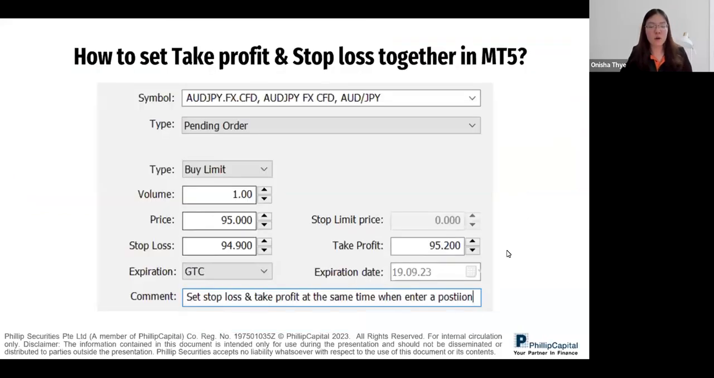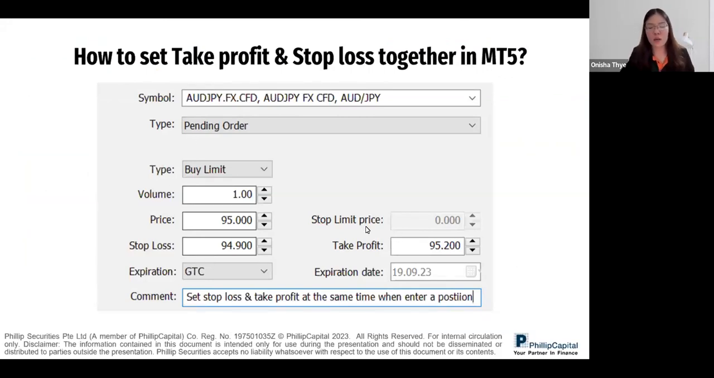Now it is actually similar to our first slide, where I showed you how to set the take profit and stop loss order in the market price stop loss order. So this is our Australian Japanese Yen FX CFD. This is how you set it, using the pending order and then the buy limit.